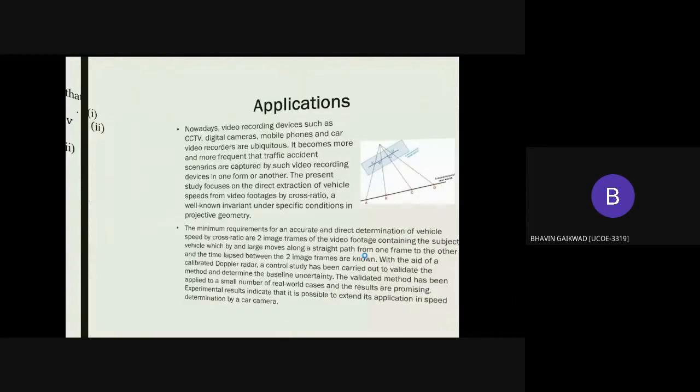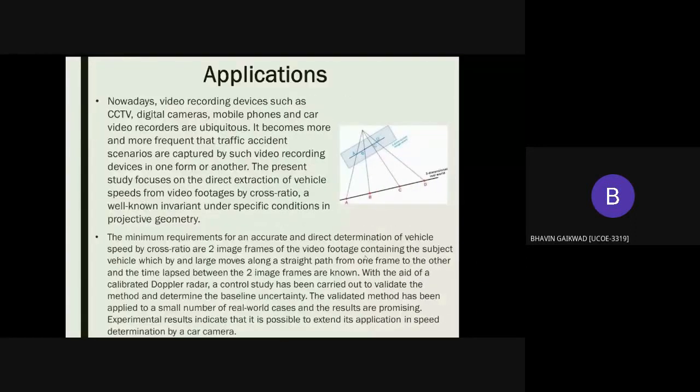So, why do we need to study or learn cross ratio? Nowadays, video recording devices such as CCTV, digital cameras, mobile phones, and car video recorders are everywhere. It becomes more and more frequent that traffic accident scenarios are captured by such video recording. The present study focuses on the direct extraction of vehicle speed from video footage by cross ratio, a well-known invariant under specific conditions in projective geometry.